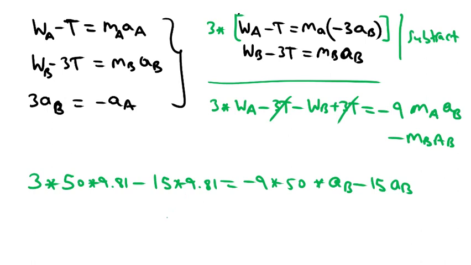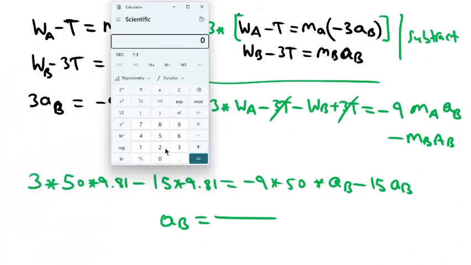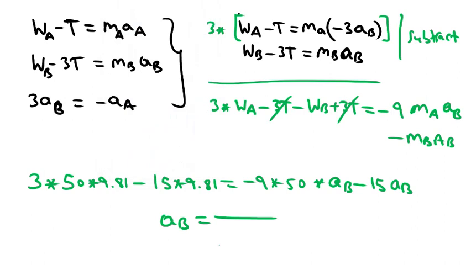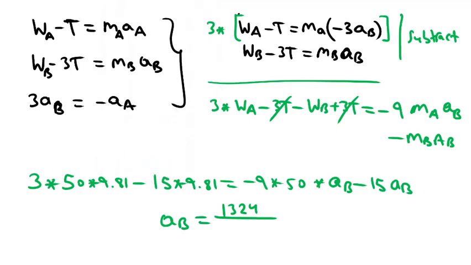Okay, so with these simple equations we can find what is AB here. That will be 150 times 9.81 minus 15 times 9.81. So that will be 1324, and that one divided by the right hand side, which is 450, 465. Okay, and then negative sign here.